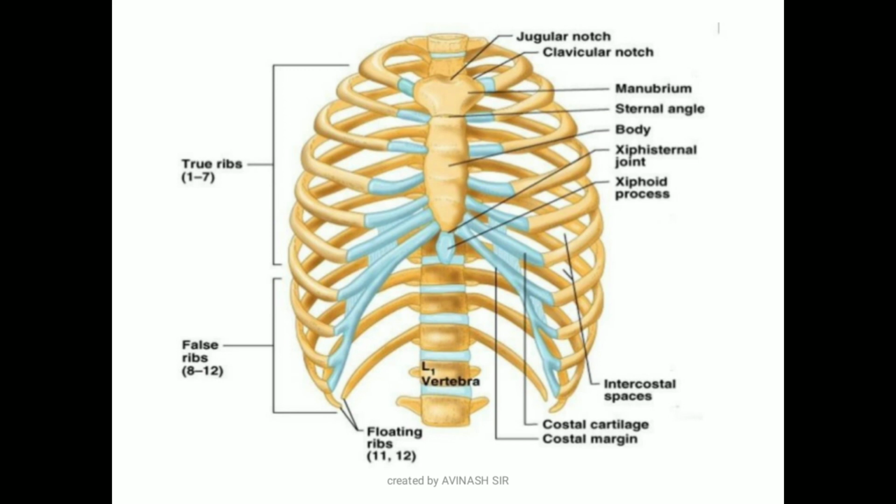In this image, you can see the various parts of the thorax, you can see the rib cage. From top to bottom: jugular notch, then clavicular notch, manubrium, sternal angle, body, xiphisternal joint, xiphoid process, intercostal spaces, costal cartilage, costal margin, vertebra, floating ribs, false ribs, and true ribs.